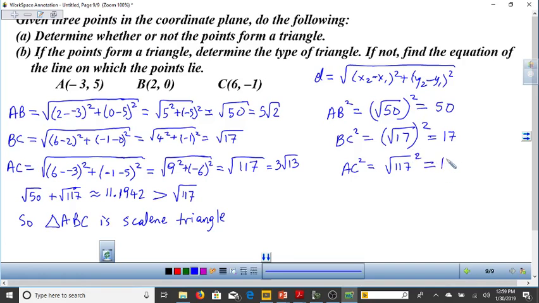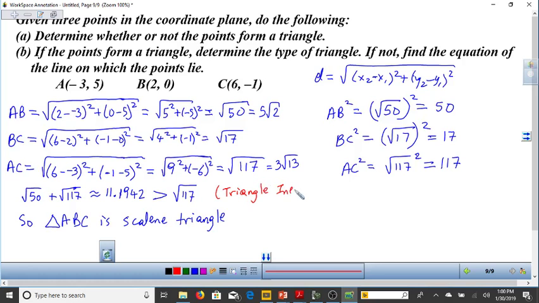Oh, I need to go back and restate here. I made a misstep here. This is supposed to be the triangle inequality. Triangle inequality. So I misspoke and said it's an acute triangle. That's an incorrect statement on my part.